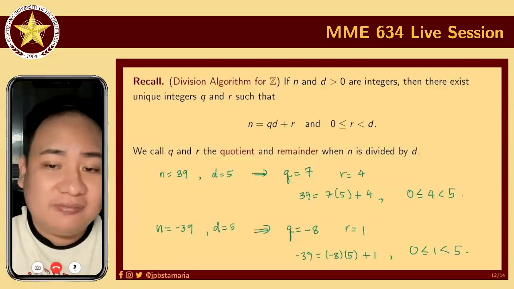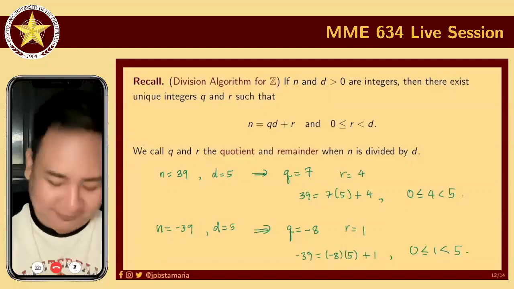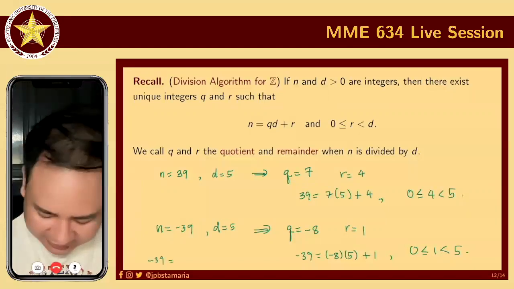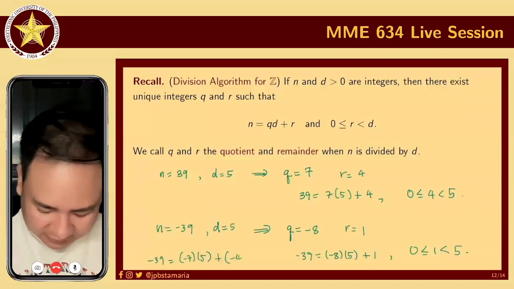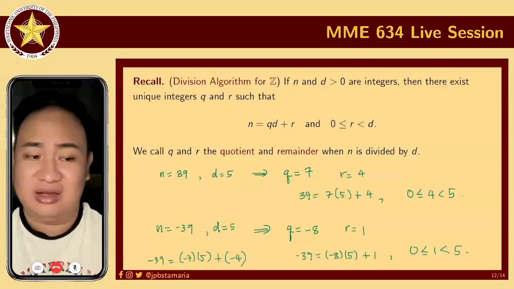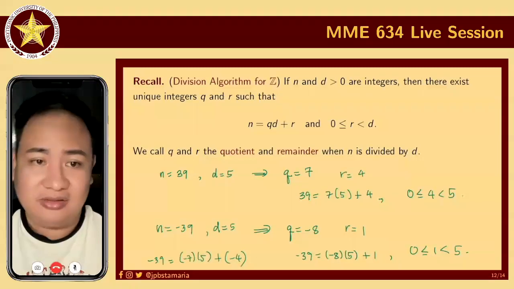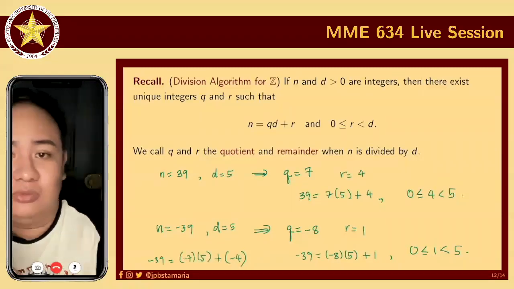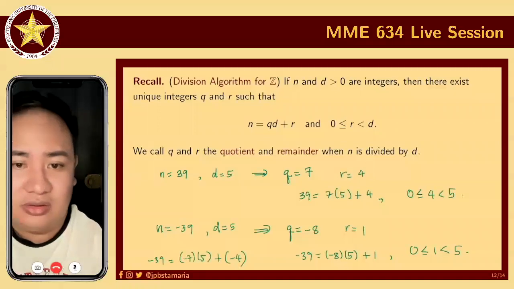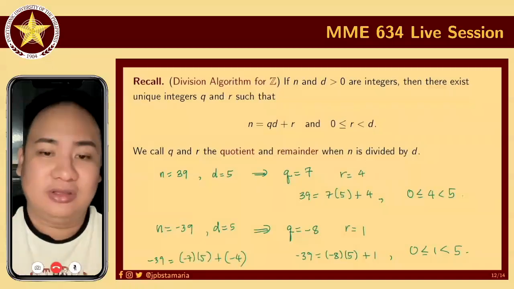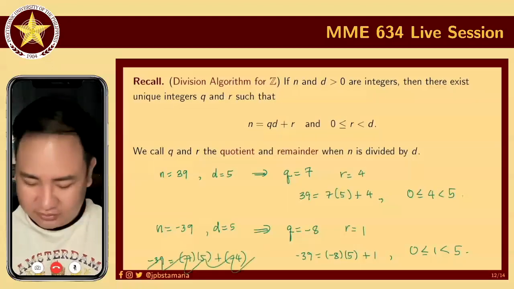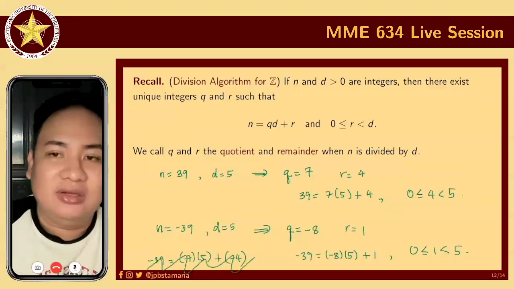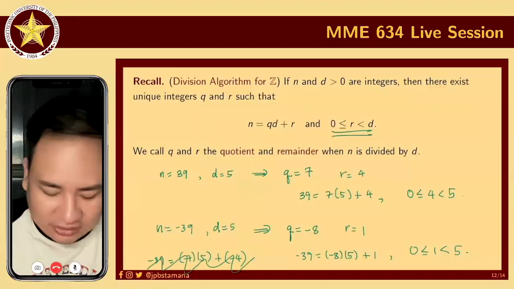Kasi kapag di-negative 7 mo yan, ano mangyayari? Pag di-negative 7 mo kasi yan, negative 35 to. So, para maging negative 39, ang remainder mo magiging negative 4. Negative. It's not allowed. Diba? The remainder has to be either 0, 1, 2, 3, or 4. Yun lang ang pwedeng remainder. So, this is not the correct way. Ito yung sinasabi ko. Sa totoong buhay, pag wala itong restriction na to, hindi unique yung mga integers na yan.